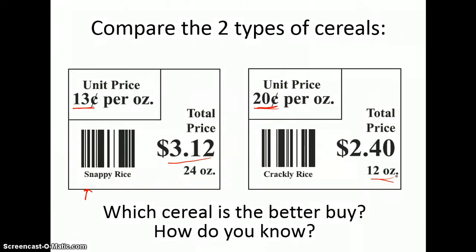So it's the same amount of cereal per ounce, because an ounce is the same amount, but I'm paying a different amount for each ounce. So in that case, Snappy Rice is the better buy because it's less per ounce. It has a smaller unit rate.